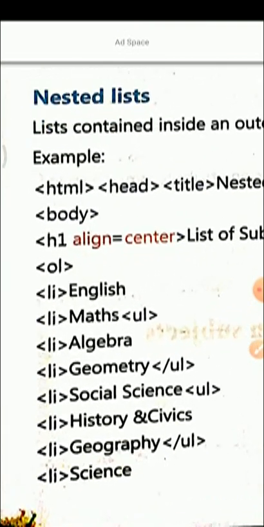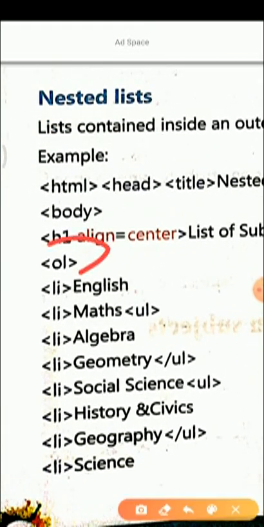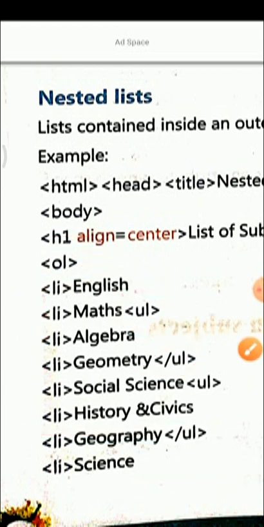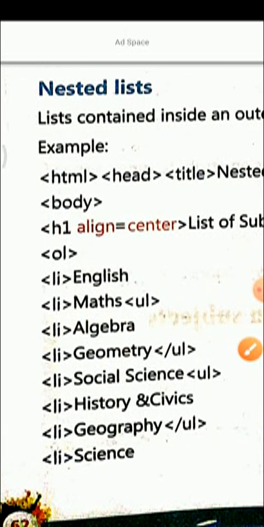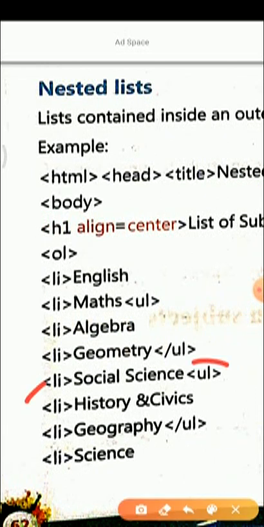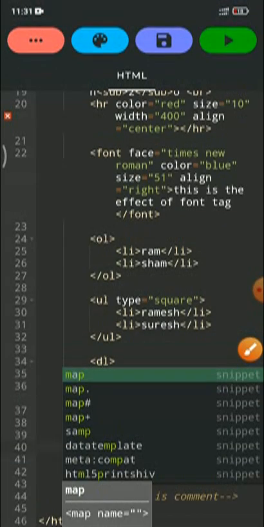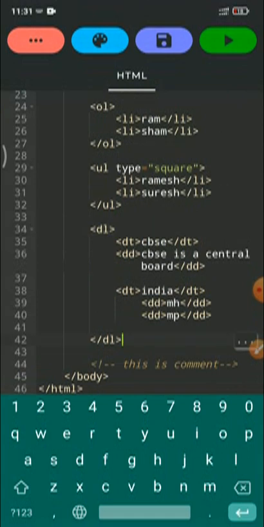See here also, first of all OL, then English and math. Now in math you want to create another list, so take OL or UL with two elements, UL close. See the diagrammatic representation here: mathematics 1, 2. Then again social science: social science here 1, UL starts, so in social science two types, UL close. It's very easy to create. We have a direct practical example of a nested list.